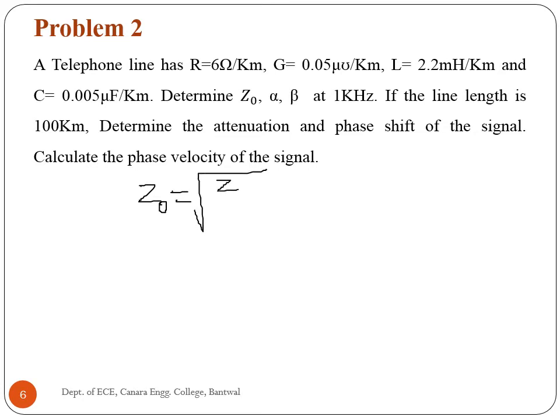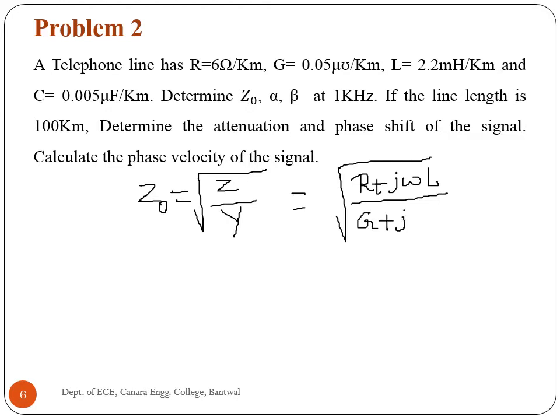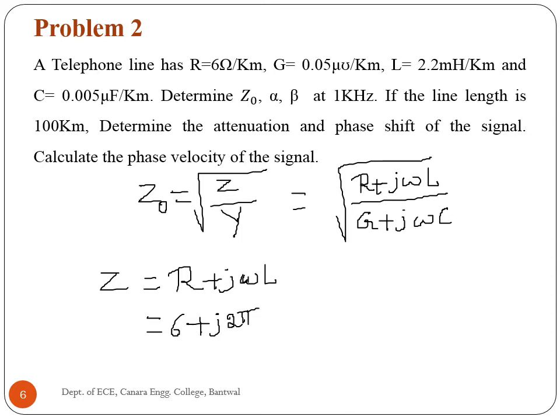Z0 is given by the equation root of Z divided by Y, which is equal to R plus j omega L divided by G plus j omega C. So therefore Z is equal to R plus j omega L, where R is equal to 6 ohm per kilometer plus j, and omega is equal to 2 pi f. f is 1 kilohertz, 1 into 10 to the power 3, and L is equal to 2.2 millihenry, 2.2 into 10 to the power minus 3.